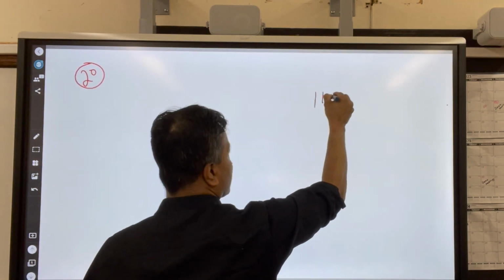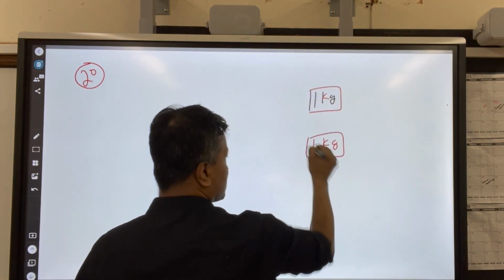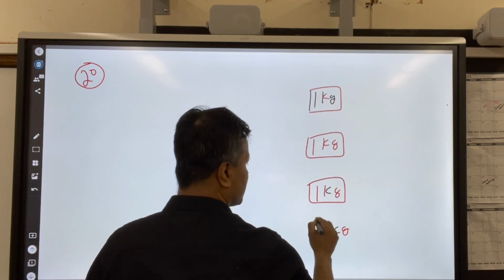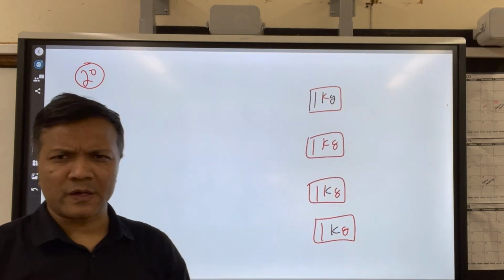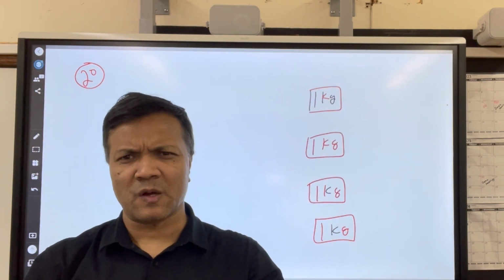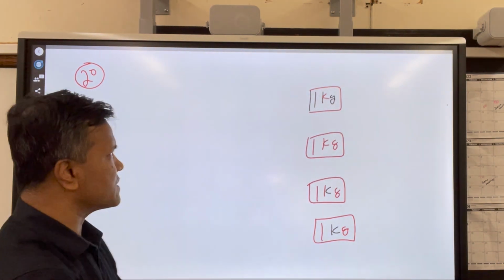Four identical masses, right? And I ask you to find a very simple thing: which one has the smallest mu? And that's all I ask you. I gave you more information.